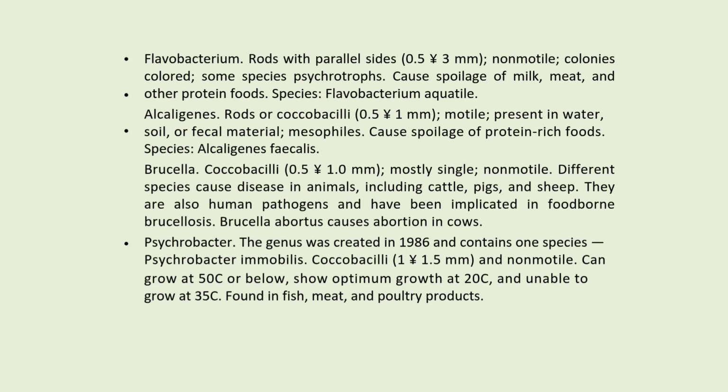Another genus is Flavobacterium. These are rods with parallel sides. They are non-motile, form colored colonies, and some species are psychrotrophs. They cause spoilage of milk, meat, and other protein foods. An example species is Flavobacterium aquatile.